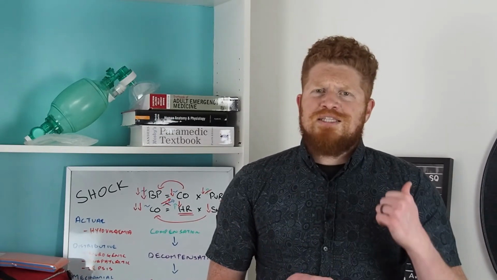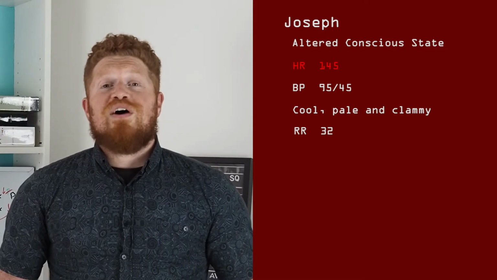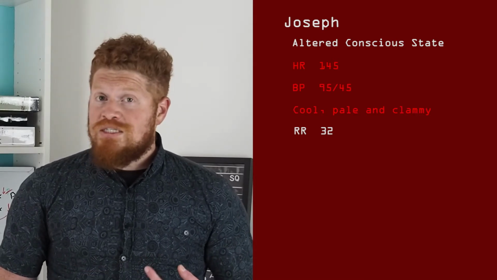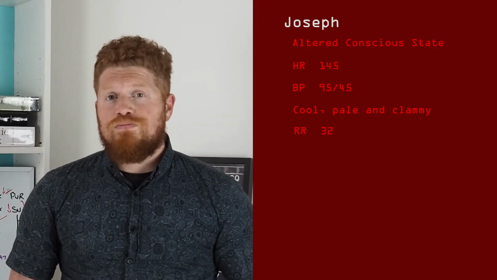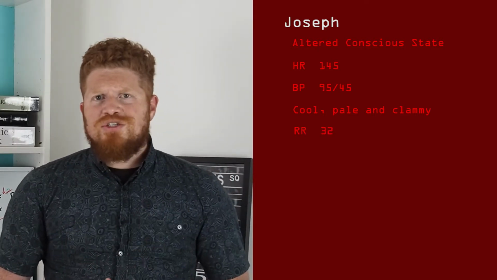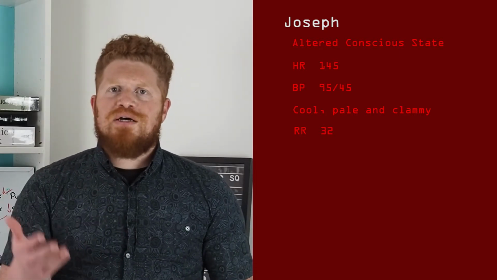Hang on. Let's think back for a second. What were Joseph's obs doing initially? Joseph was tachycardic at 145 beats per minute, and we found him to be hypotensive at 95 on 45. He was in an altered conscious state, and he was tachypnic at 32. Is this all starting to sound familiar? It sounds like Joseph was in a decompensated shock when we got to him, but he sustained his injuries at the same time that Elaine did.